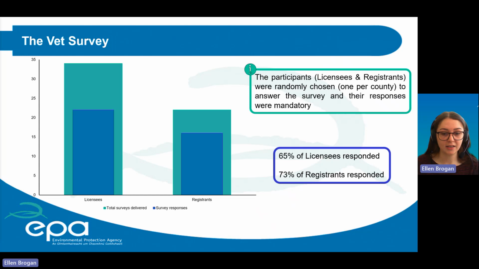And the higher response rate in registrants compared to licensees is shown on the graph there. You can see that the smaller gap between the green and blue on the left-hand column for registrants shows that there was less of a difference between total surveys and the ones that were responded to, whereas there was a greater difference between the total number of surveys and the ones that were responded to for licensees on the right. And this was really a great concern because, again, of the greater risks associated with the practices that are carried out by licensees.